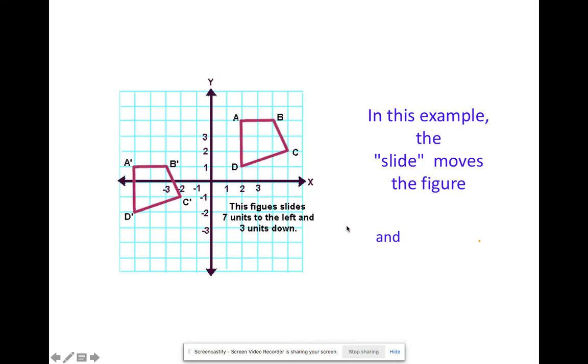In this example, the slide moves the figure 7 units to the left and 3 units down. If we're looking at A here, we are moving 7 units to the left, 1, 2, 3, 4, 5, 6, 7, and 3 units down, 1, 2, 3. We move vertex A 7 units to the left and 3 units down, which means we also have to do that to vertices B, C, and D in order to keep the locations the same, not change our shape, and keep it the same.